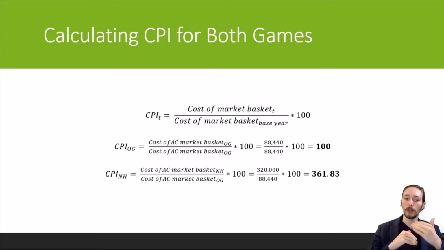And now let's look at New Horizons. The price of the goods in the market basket for New Horizons is 320,000 bells. And so we divide that by the 88,440 bells that same basket of goods cost the original, multiply that by 100, and we get the Consumer Price Index for New Horizons at 361.83. And we'll use these numbers to now calculate inflation.